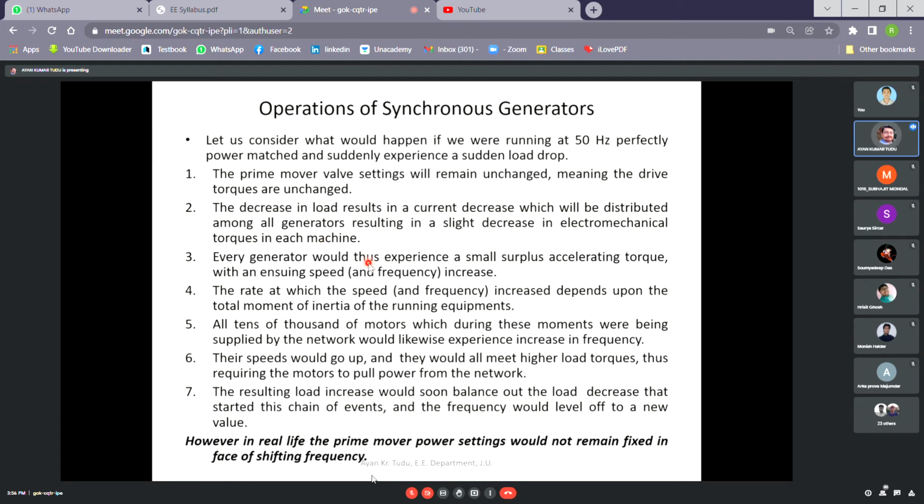So every generator would experience a small surplus accelerating torque with an ensuing speed increase, and obviously the frequency will also increase. The rate at which the speed and obviously the frequency increase depends upon the total moment of inertia of the running equipments. We'll be talking about it later as we progress. Okay, so as you can see, all the thousands of motors which during these moments were being supplied by the network would likewise experience an increase in frequency.